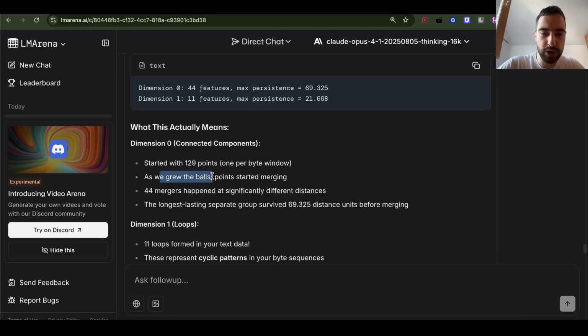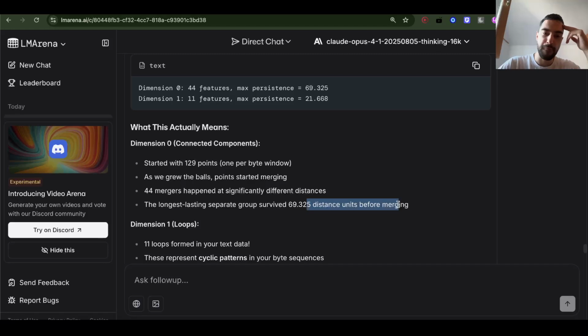As we grew the balls, points started merging. 44 mergers happened at significantly different distances. The longest lasting separate group survived 69.325 distance units before merging.